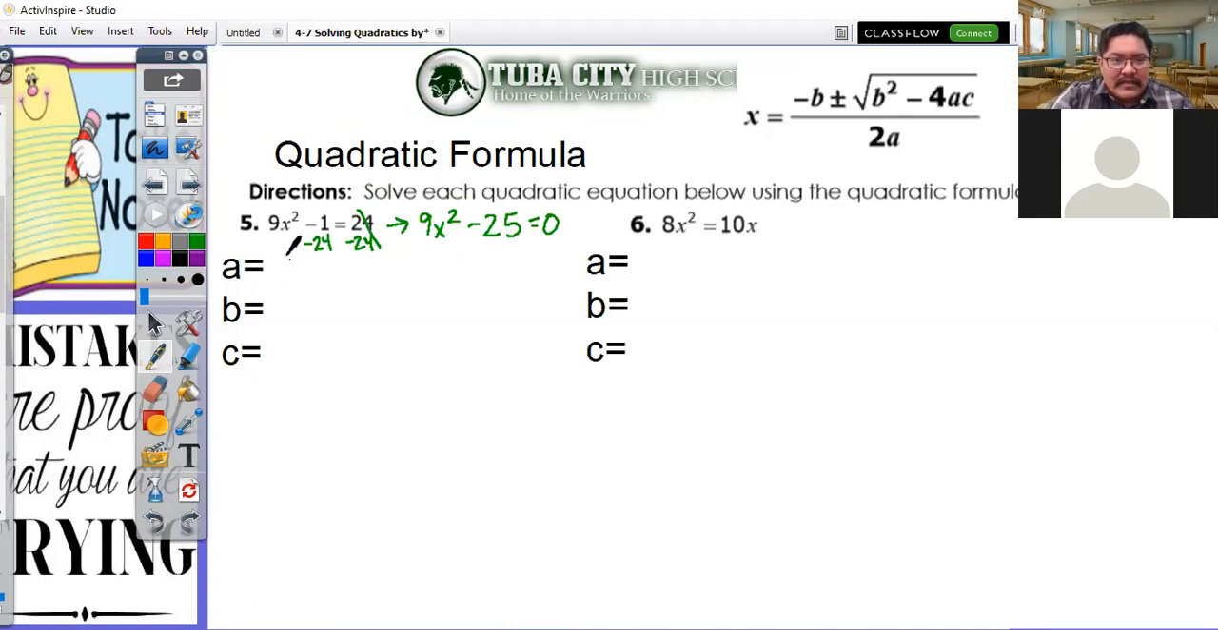So A is 9. B, there is no B value, so we're going to have to put a 0 there. There's like no B at all. Okay, it's not 1 because there's not even an x value in there. So let's go ahead and put that in here. Now, plug it in. We're going to have to kind of fill in B with a 0. So 0 plus and minus the square root of 0 squared, and this one's going to make it kind of easy, actually, minus 4AC, which our A is 9 and our C is negative 25.